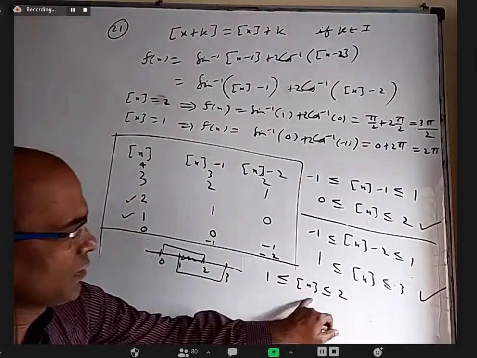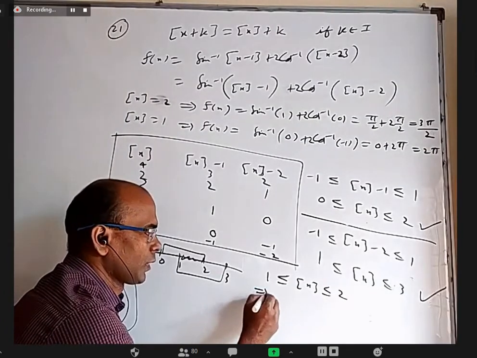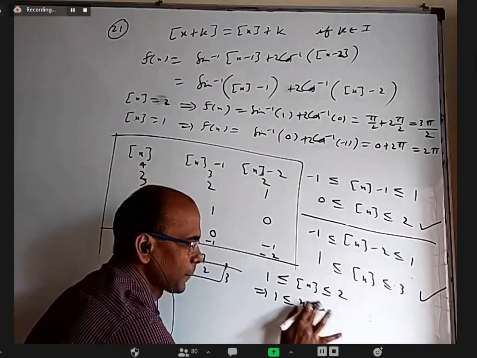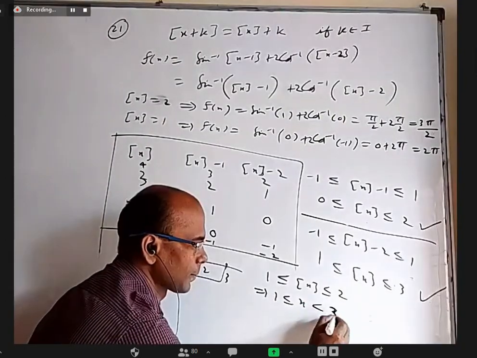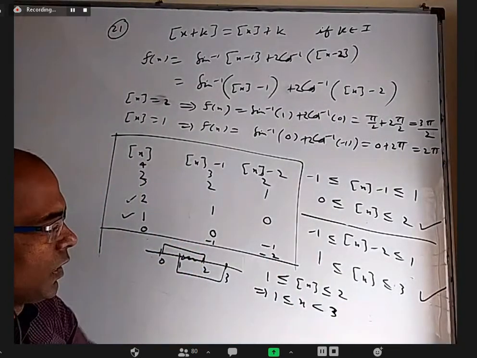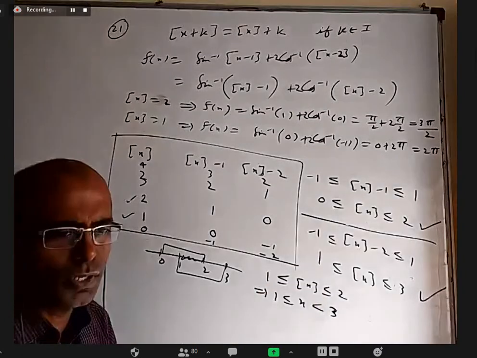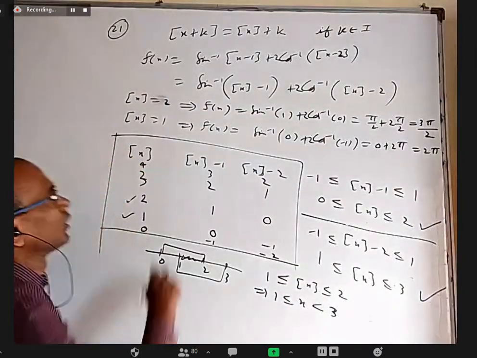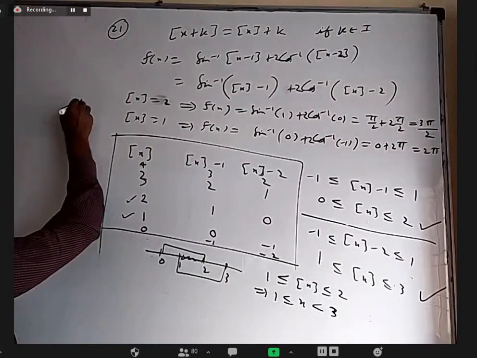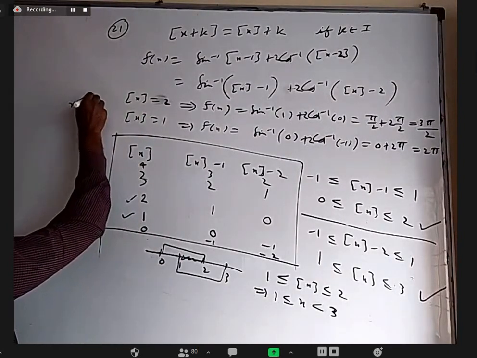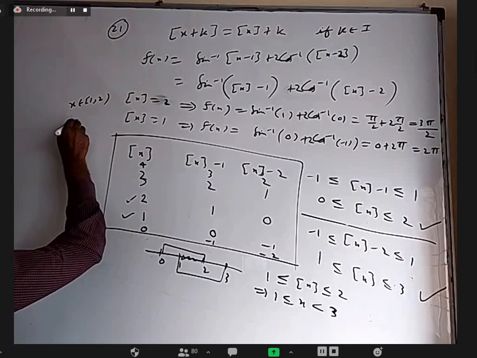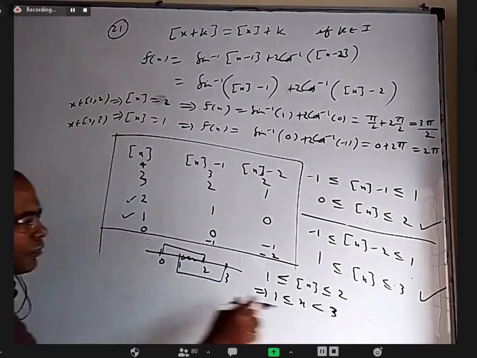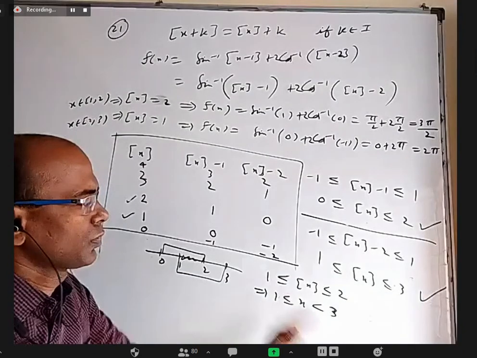So we'll get 1 less than or equal to integer part of x less than or equal to 2. When integer part of x is between 1 and 2, 1 less than or equal to x less than 3. Because even if you take 2.999, integer part is 2 only. So in this there will be two parts. This is x belongs to closed 1 to open 2. This is x belongs to closed 2 to open 3. So within the domain, 1 to 2 is one part, 2 to 3 is one part.